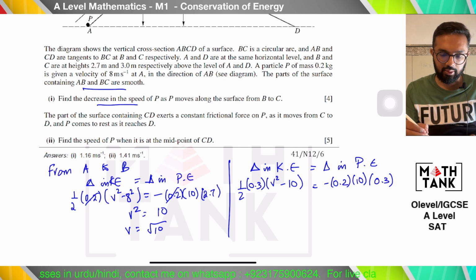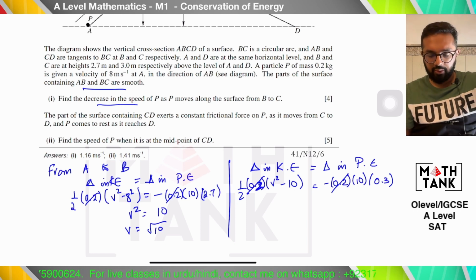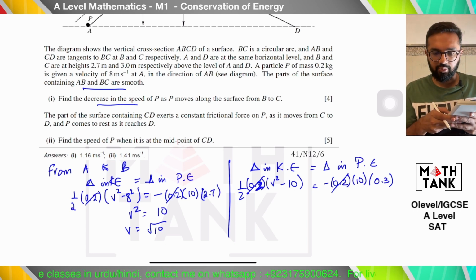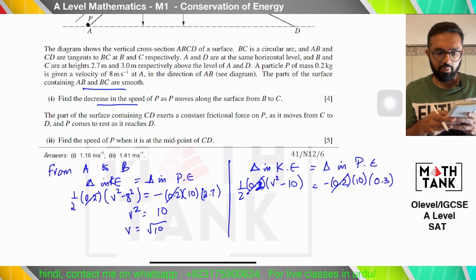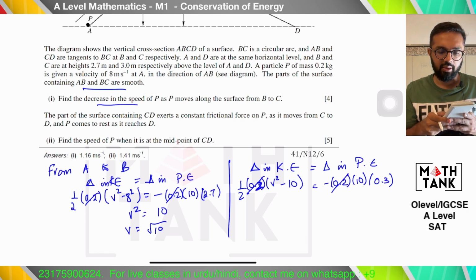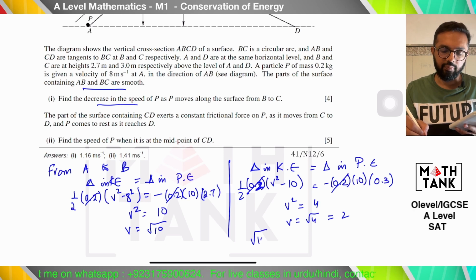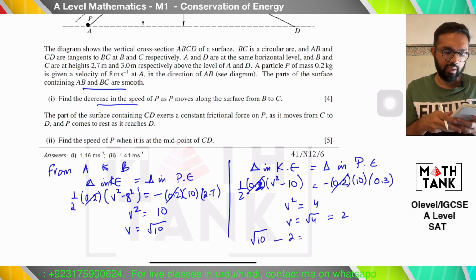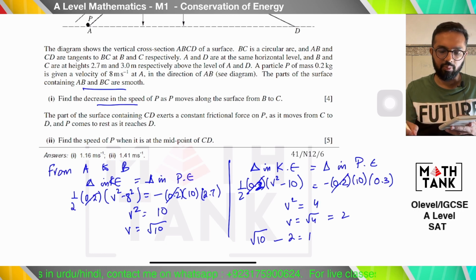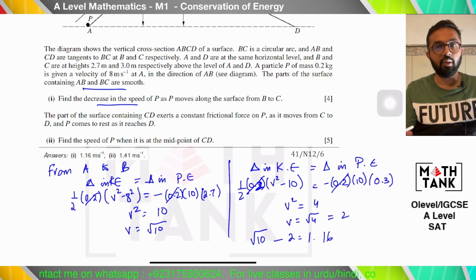So I get 0.2 m. So I get 3 into 2 minus 6 plus 10, 4. So v squared equals 4, v equals root of 4, which is 2. So what's the difference between the speeds? It's root of 10 minus 2. So I get 1.16.